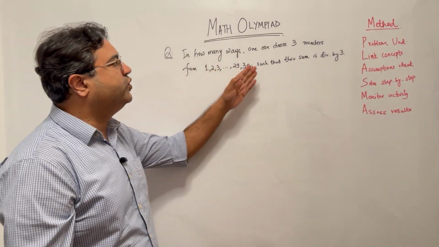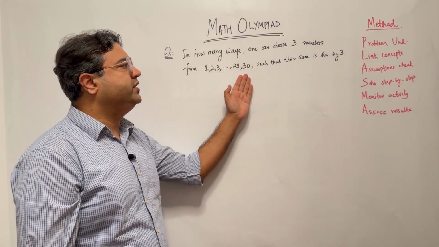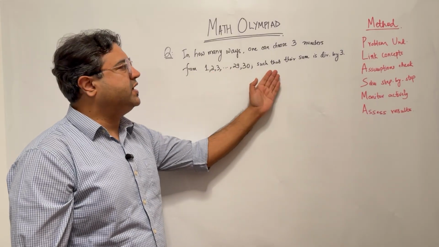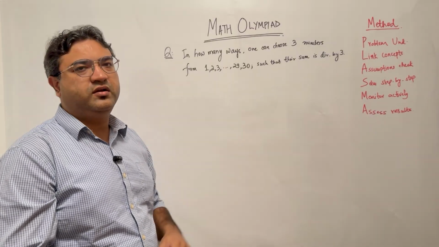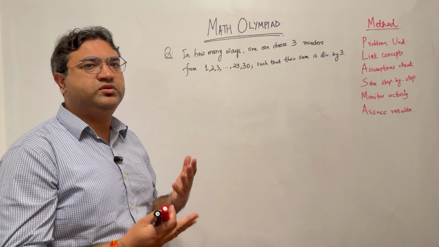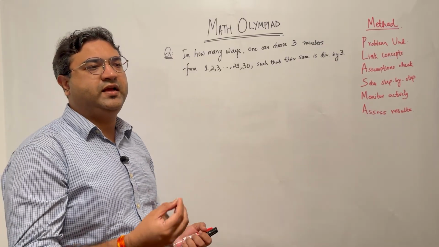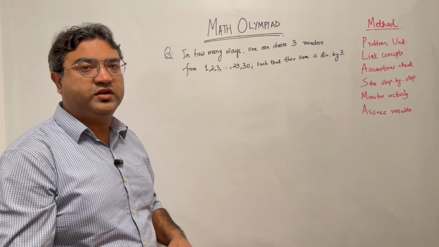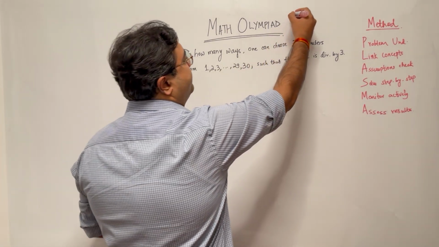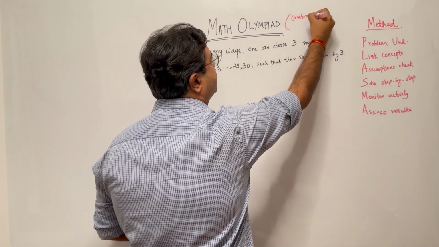In how many ways one can choose three numbers from 1, 2, 3 up to 30 such that their sum is divisible by 3. So if the question is asking to choose three numbers from 1 to 30, then we would just say it is 30C3. So which is a combinatorics problem. So definitely there is combinations involved here.